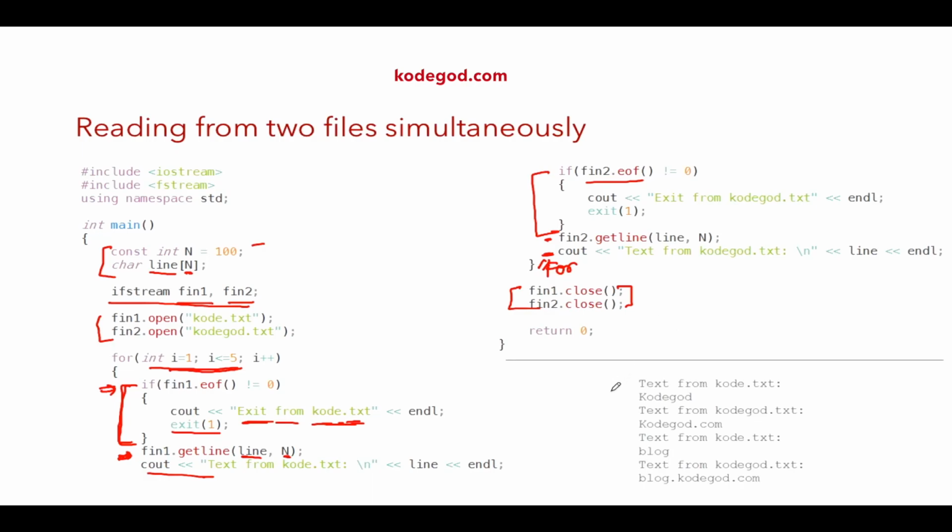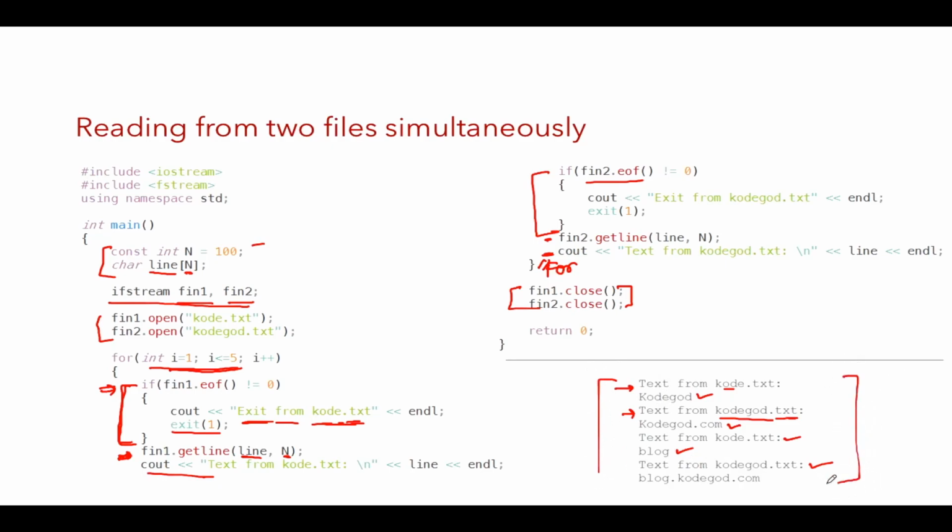If you check here, we are writing text from code.txt, which is the first line from the code.txt file. Then I'm writing text from codegod.txt, and then the second line will be printed. Again we are reading content from the first file, and this part will be printed. And the next is reading the next line from the second file. So what is happening is that it is reading one line from these two files one after the other. So this is the output of this program.